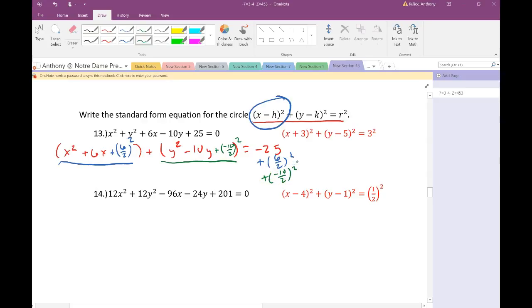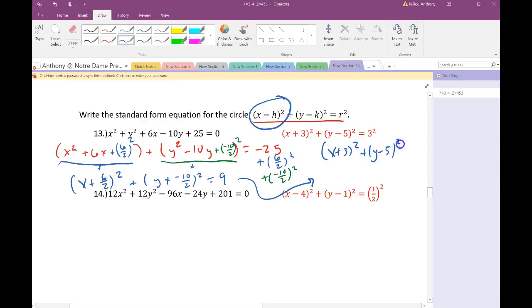What do you do with that one? You divide. And now I can factor this piece. This factors to x plus b over 2 quantity squared. And I can factor this piece. It factors to y plus b over 2 quantity squared. And when I do this one, this is negative 25 plus 9 plus 25. That gives me just 9. Or if I completely simplify this, I have x plus 3 squared plus y minus 5 squared equals 3 squared. And there's my answer.